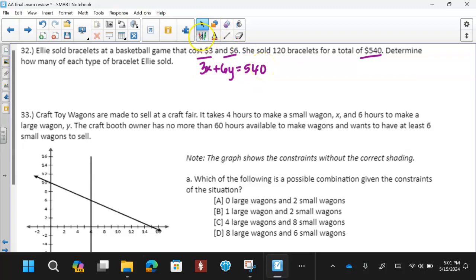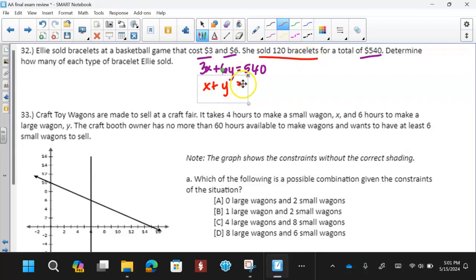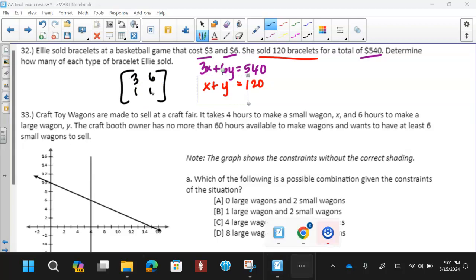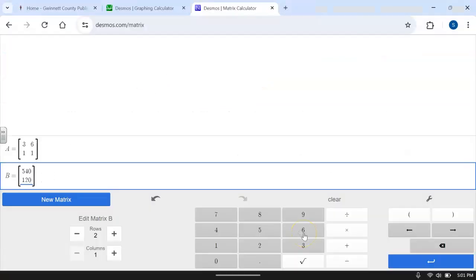So then how do we set up here if she sold 120 bracelets? X plus y is equal to 120. So now again, set up the two matrices. So what is going to go in the coefficient matrix? Well, you have 3, 6, and then what goes in the bottom? 1, 1. Then the other would be your total, the 540 and 120. So again, it looks like this here.